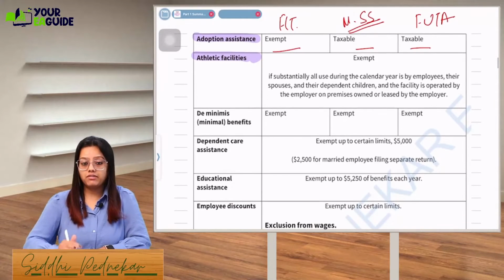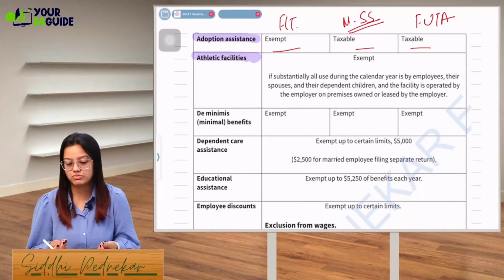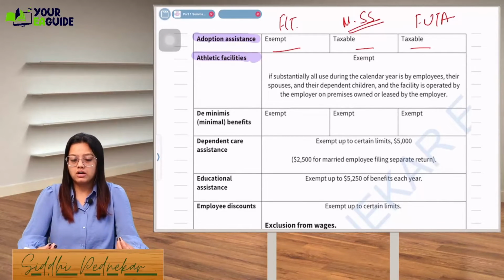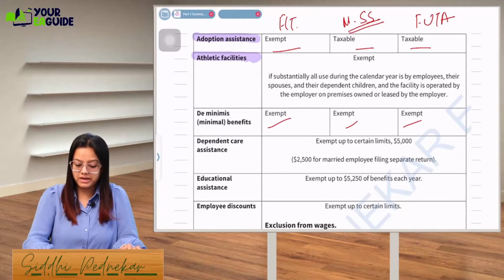Okay, then we have de minimis benefits, small benefits like food and beverages which are provided at the time of your employment, tea, coffee is provided. So see, some de minimis amounts are all exempt from the federal Medicare and FUTA.